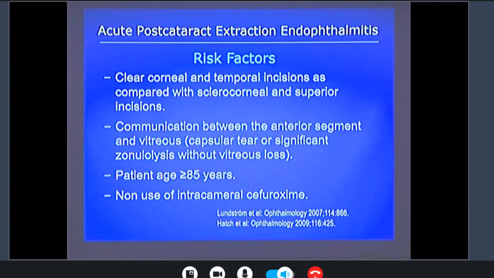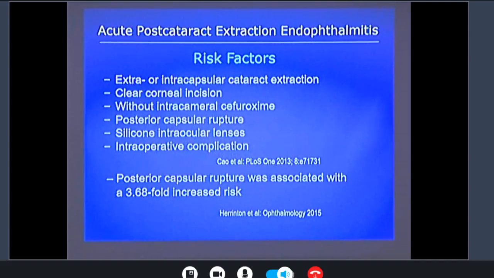Elderly patients, 85 years of age or more. And these 2 studies, they showed 1 common risk factor, which is non-use of intracameral cefuroxime. So these 2 studies show that if you don't use cefuroxime intracameral, 1 milligram, the risk of endophthalmitis increases. Again, this is another study, perhaps one of the most recent, published in 2015, that looked at risk factors for post-cataract endophthalmitis, clear corneal incision, again, clear corneal incision, without intracameral cefuroxime, because in this institute, they have surgeons that are using cefuroxime routinely, and surgeons who are not using cefuroxime routinely. So they found that the non-use of cefuroxime increases the risk.